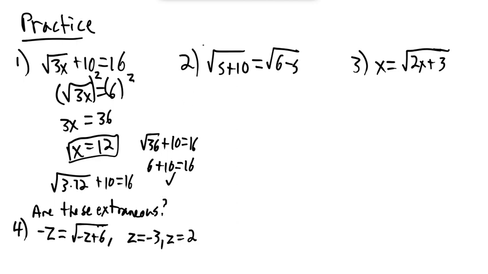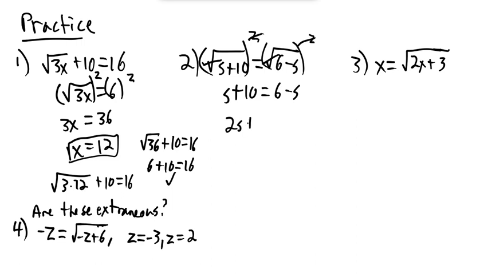All right, problem 2. We can't get the square roots by themselves, meaning we're going to start by just squaring both sides. It's going to cancel these out, and we get s plus 10 is equal to 6 minus s. Now we're going to solve. We got to get all the s's to one side and get everything else to the other side. Finish solving, we get s is equal to -2.